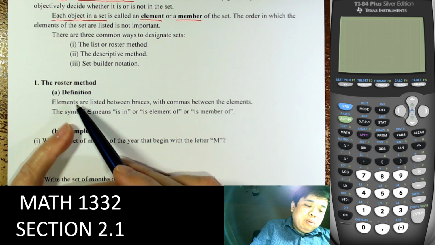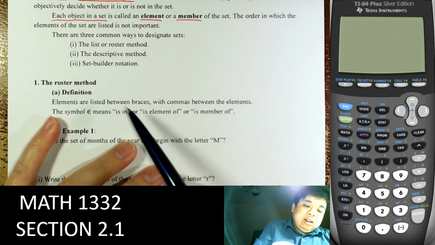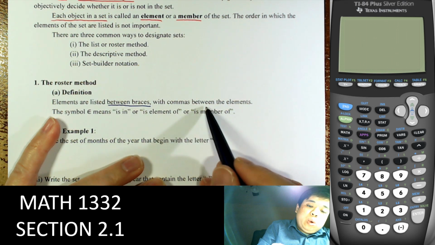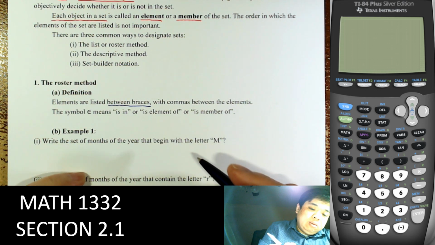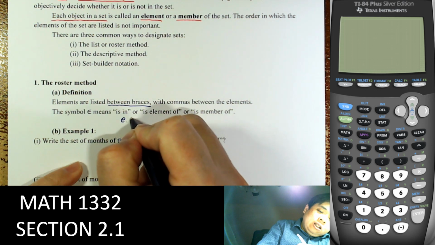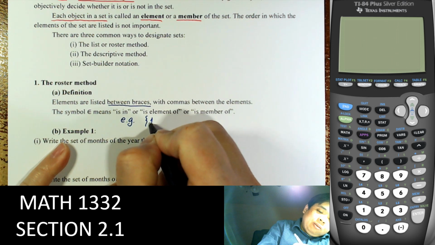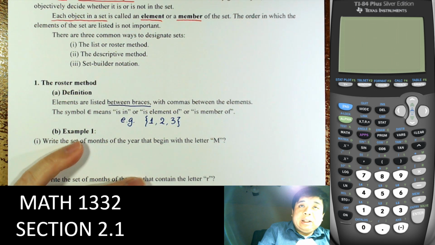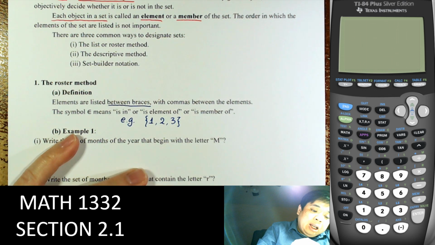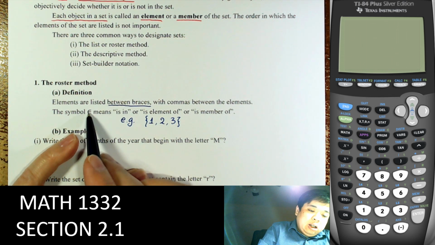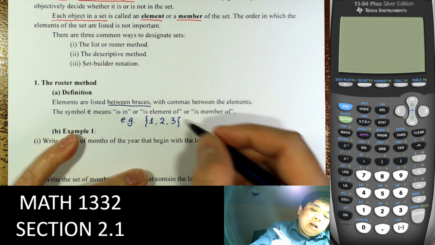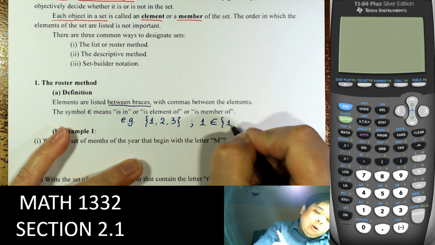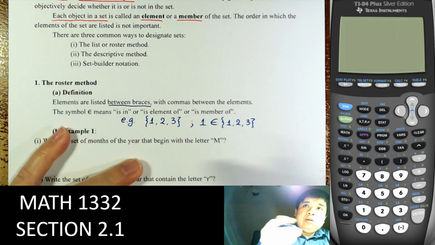The roster method is where we just list everything between the braces. Braces mean the curly brackets, with commas between the elements. Order doesn't matter. For example, this is a set of three elements: 1, 2, and 3, in the curly brackets. And if we want to use this symbol, which means it's in the set or it's an element of, we can write 1 is an element of the set 1, 2, and 3. That is an example of that.